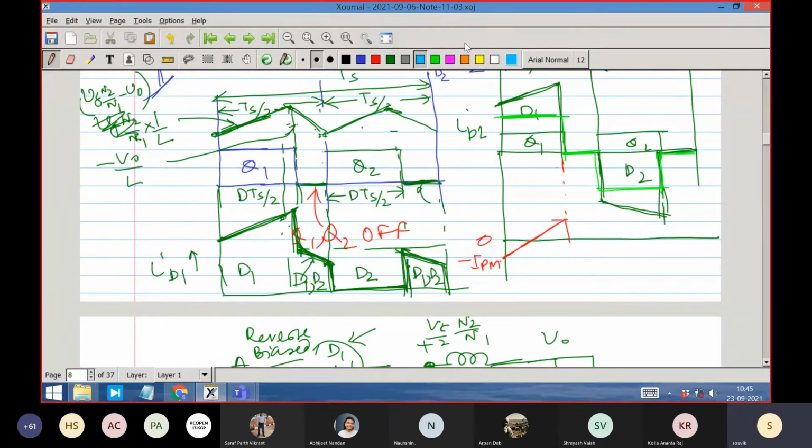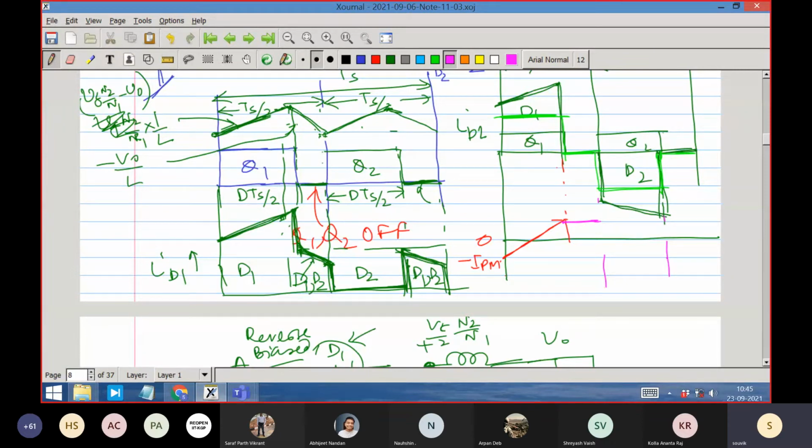So if I draw the magnetizing current this time, I am drawing it with a new color. Why? I'm trying to say that this magnetizing current is actually in the secondary. I'm drawing with this color because the primary doesn't have the magnetizing current now. It is now in the secondary. Similarly, when the subsequent thing comes, the voltage is minus Vg by 2. So what will happen? The current will go negative. The slope will be negative for the magnetizing current.